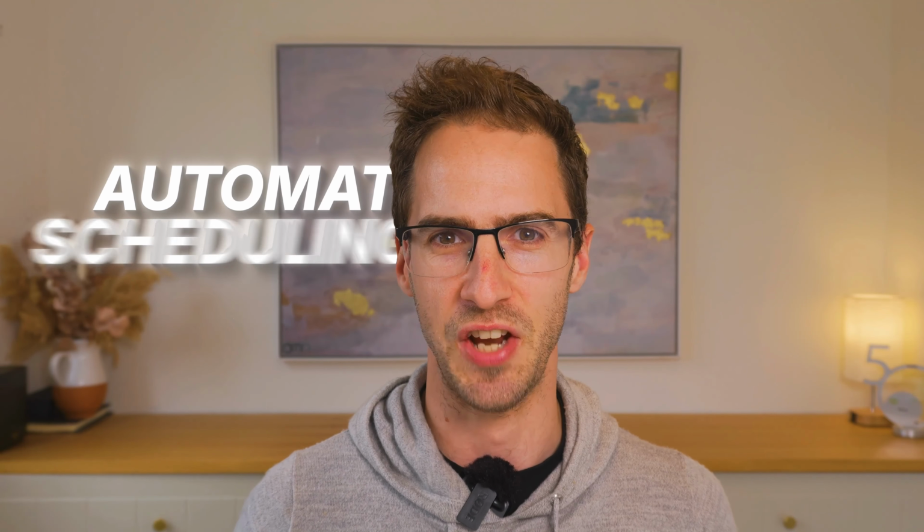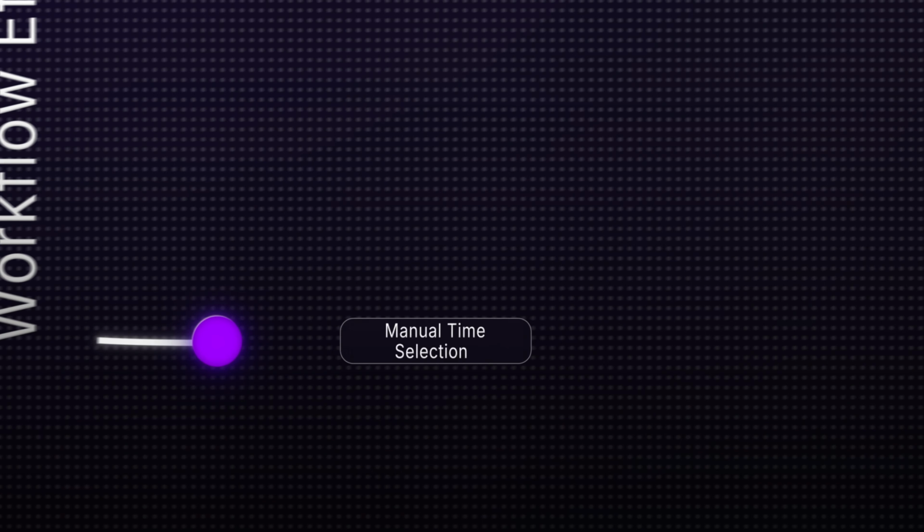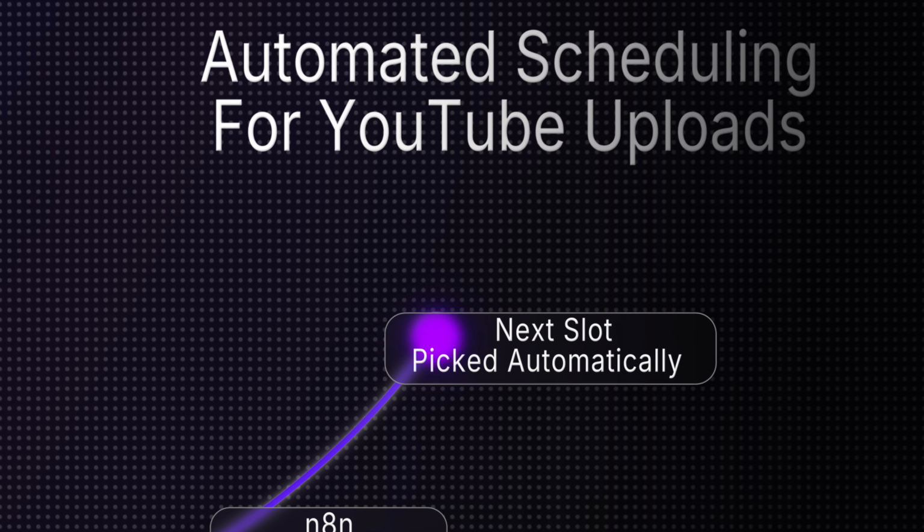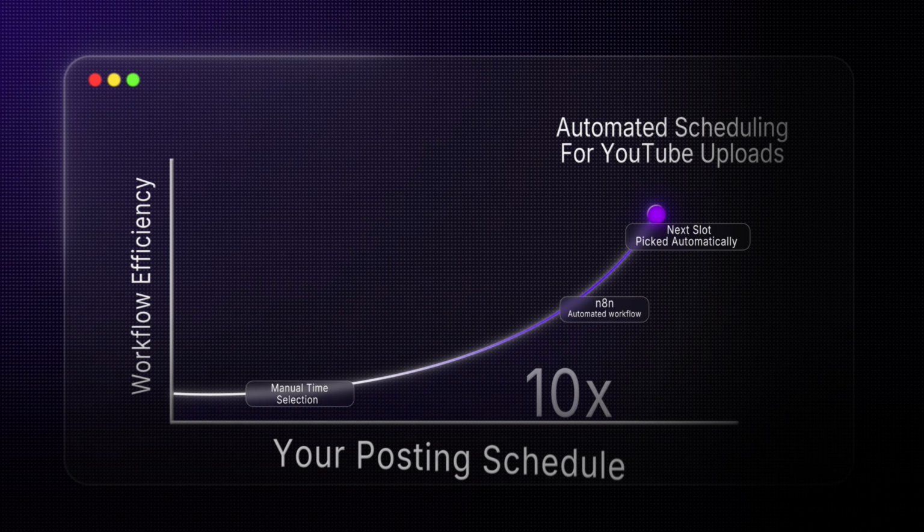Here's how to automate scheduling your YouTube videos. Instead of manually selecting a time in YouTube Studio, we're going to use an n8n workflow that automatically works out the next available slot in your posting schedule. I'll first explain how this works at a high level, and then we'll walk through step by step how to copy this into your account.